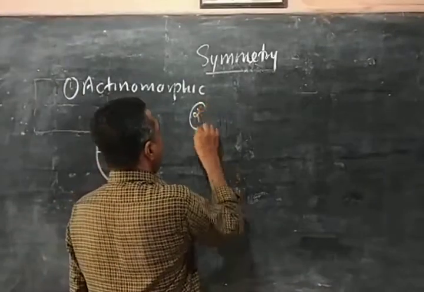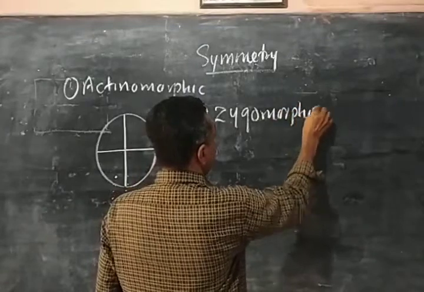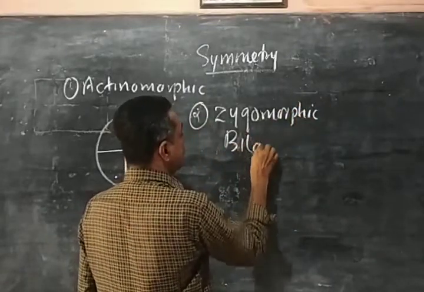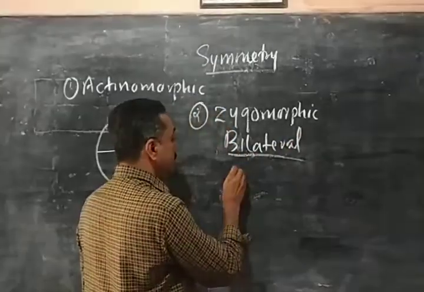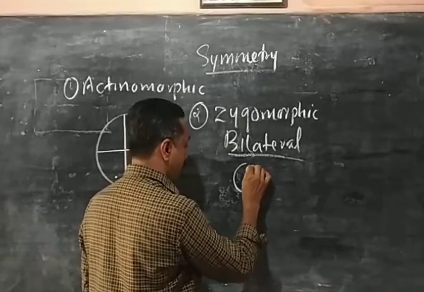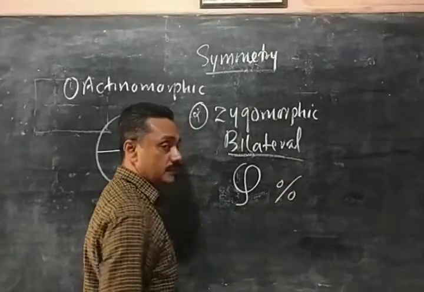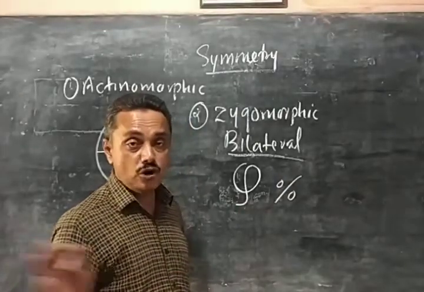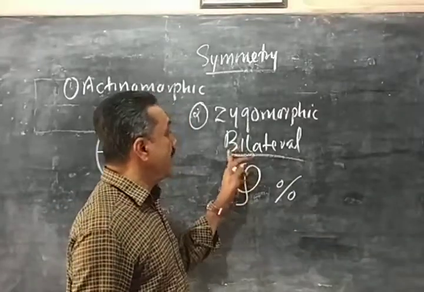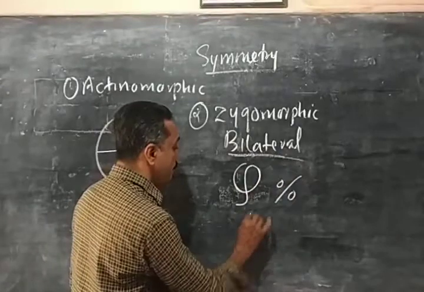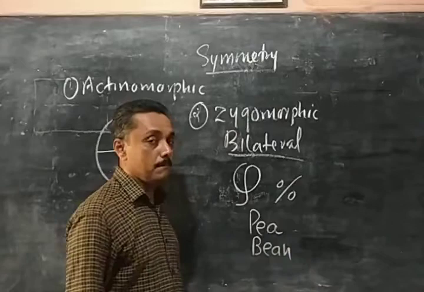Then the second one is called zygomorphic. It is equal to bilateral symmetry in animals. The symbol we represent is like this, or now we represent the symbol like this. In morphology and taxonomy, everything is represented by a symbol for practicals. Example: pea plant, pea flower or beans flower are all bilateral symmetry.